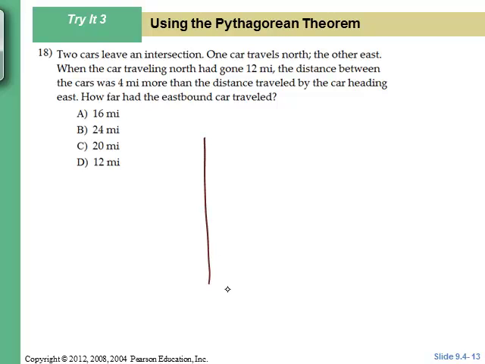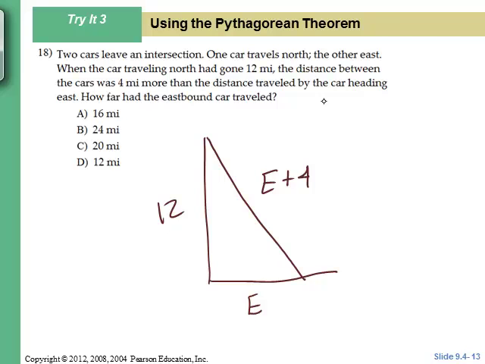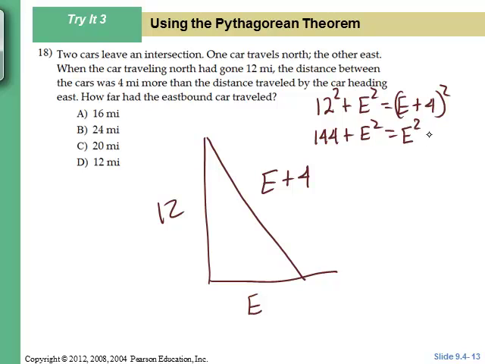Okay, one car travels north, the other car travels east. When the car traveling north had gone 12 miles, the distance between the cars was 4 miles more than the distance by the car traveling east. So, our Pythagorean theorem is 12 squared plus E squared equals E plus 4 squared. 144 plus E squared equals E squared plus 8E plus 16.